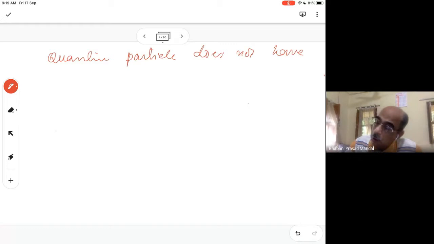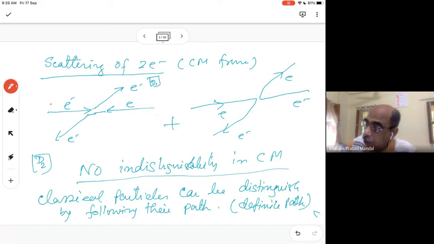So my point is that indistinguishability, the characteristic of identical particles, is only important in quantum mechanics. It is not important in classical mechanics, because for classical particles you can follow which particle is which by their path. If it is a classical particle, I can follow this electron's path going this way, and this electron's path going this way. So I can say that the left electron is going to the detector, and the right electron is going to the detector too.